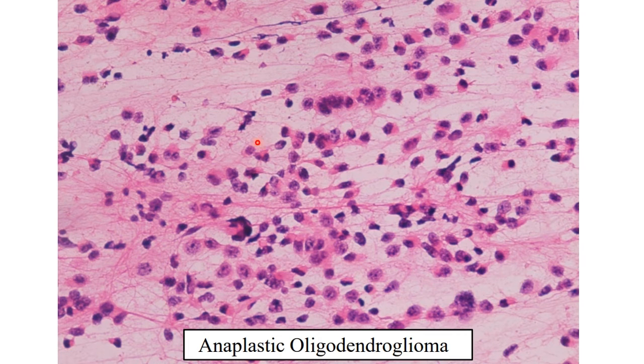If you look at the higher power, you can see that the cytoplasm has become more eosinophilic. That means it's gone into more gemistocytic change. And there is some degree of pleomorphism as well, and the background looks fibrillary. So yes, it's a grade 3 oligodendroglioma.